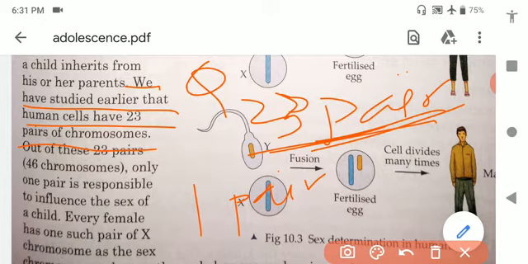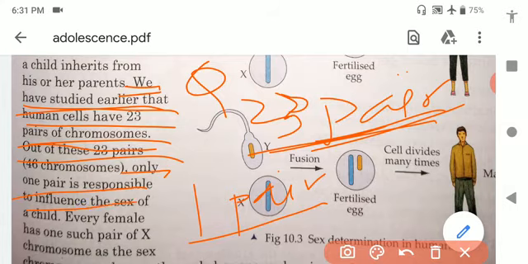And how many sex chromosomes are there in male and female? That question has already been given. If you want, you can write it. Okay, so we have studied earlier that human cells have 23 pairs of chromosomes. Out of these 23 pairs, only one pair is responsible for influencing the sex of a child. How many pairs influence the sex of a child? One pair.